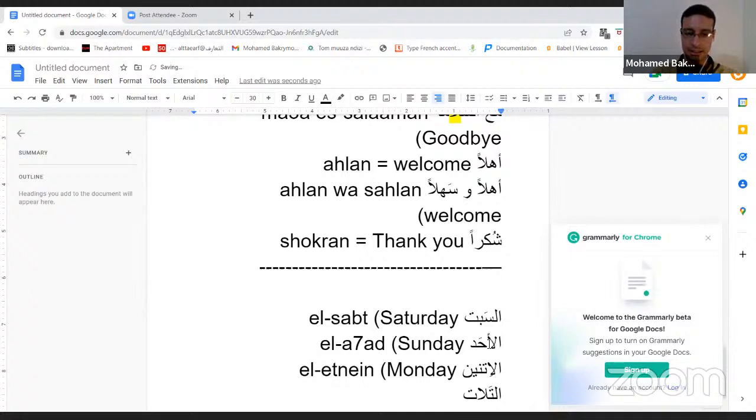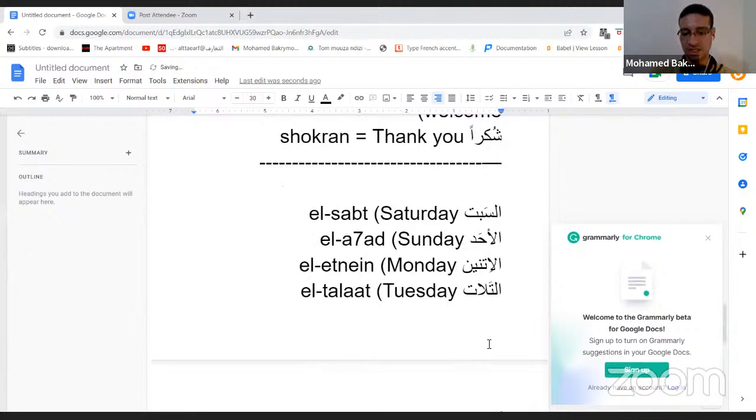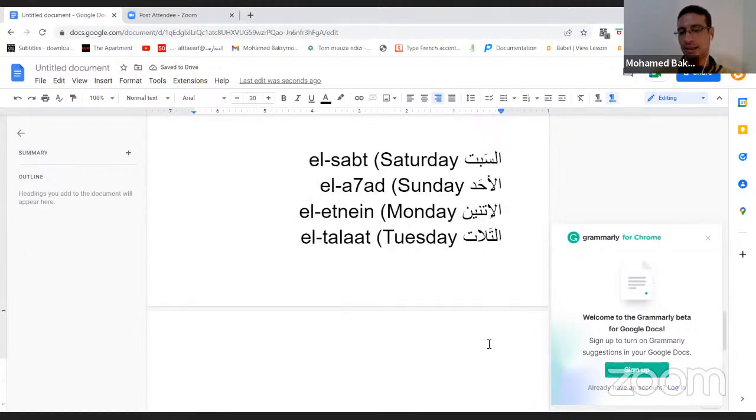And then talat is from the word talata, which means three. So this third day is التلات, which is Tuesday. التلات. So السبت, الأحد, الاثنين, التلات. The next one is الأربع.